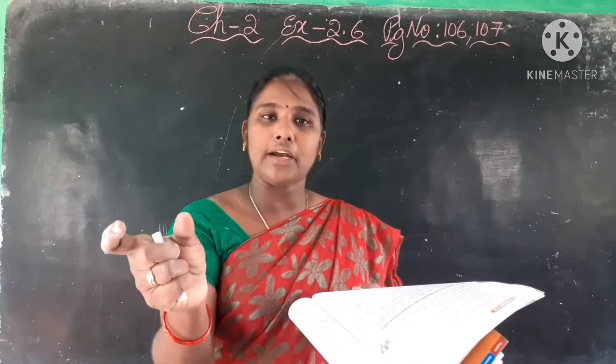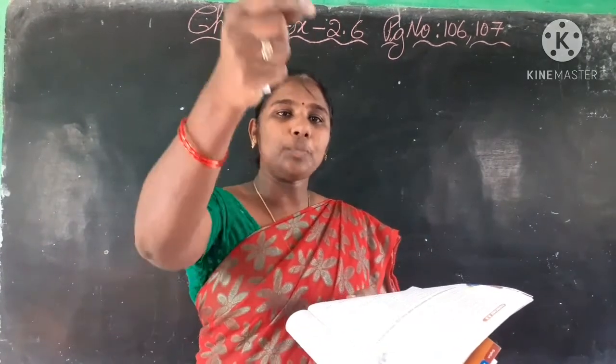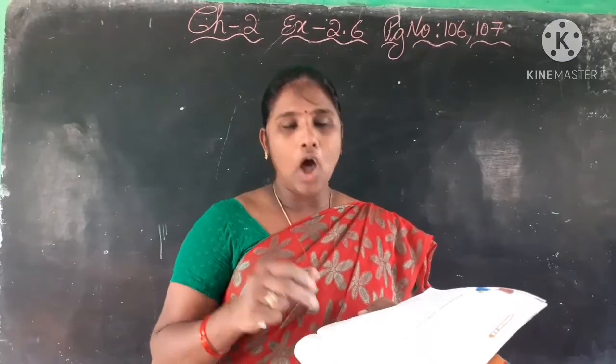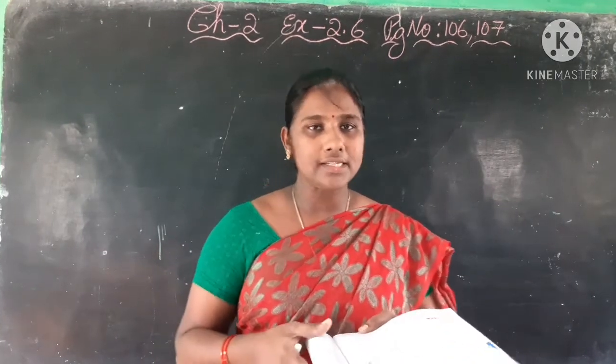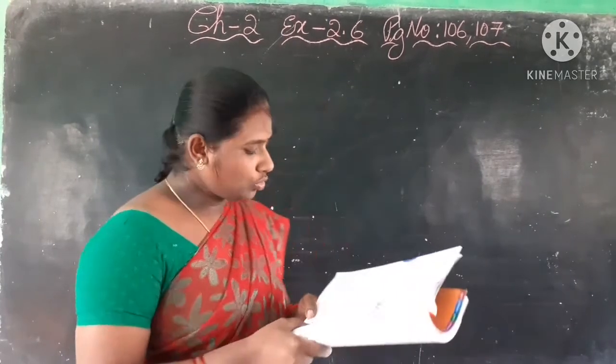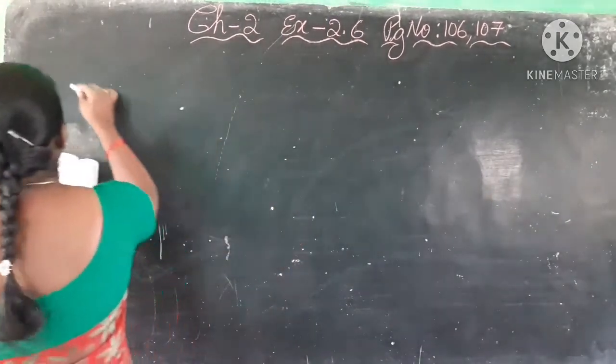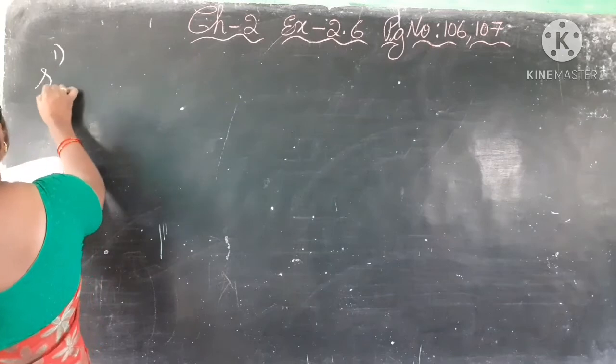So we have to add that too. And he gave a 100 rupee note to the shopkeeper. How much money did he get back? So we have to subtract from that 100. Now see the solution for this problem. First one, solution.